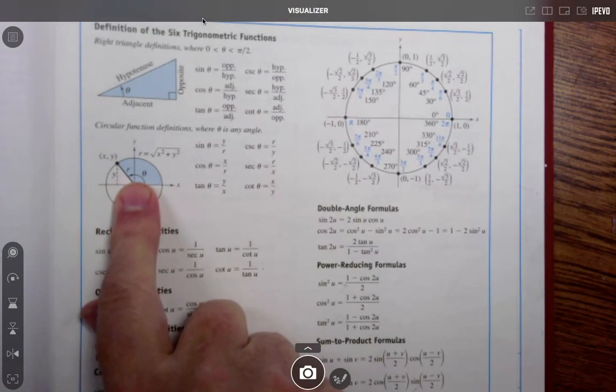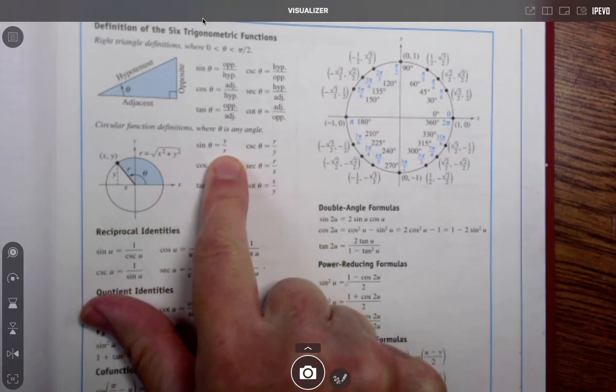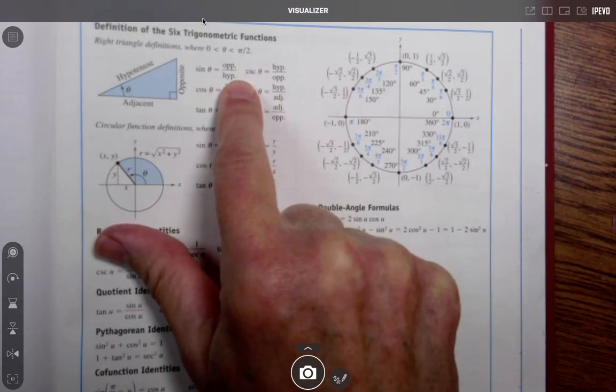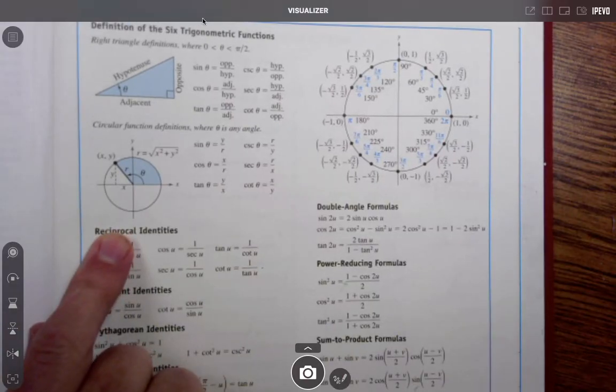And if you're referring to a unit circle, then sine of theta is y over r. It's the same thing, right? So instead of sine being opposite over hypotenuse, it's the same as y over r when you're referring to a unit circle.